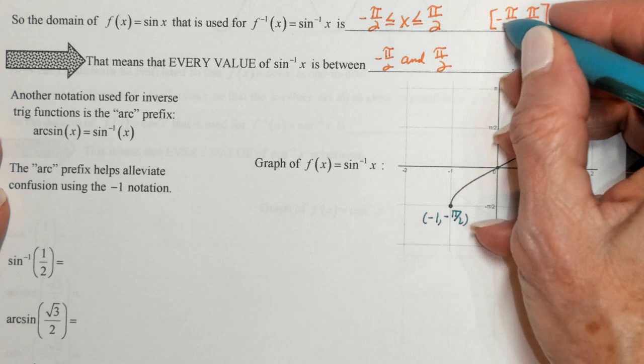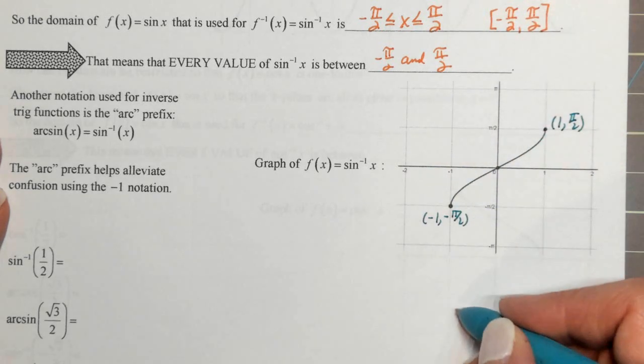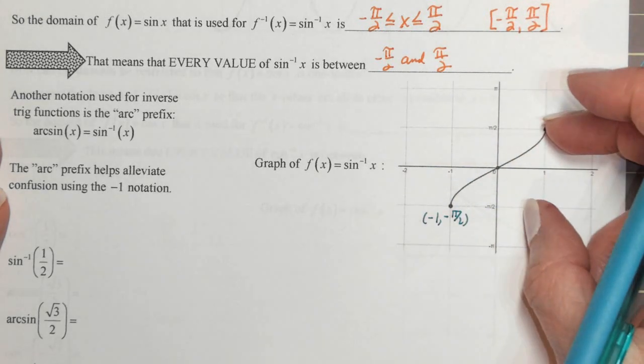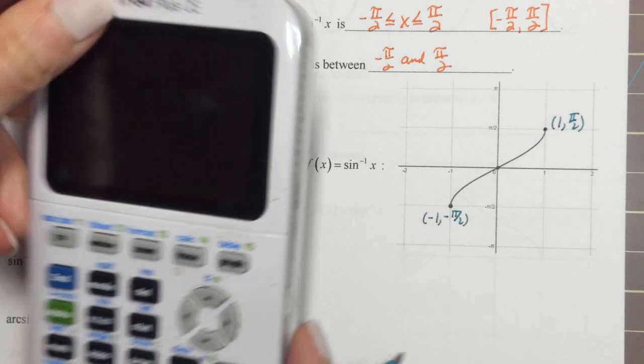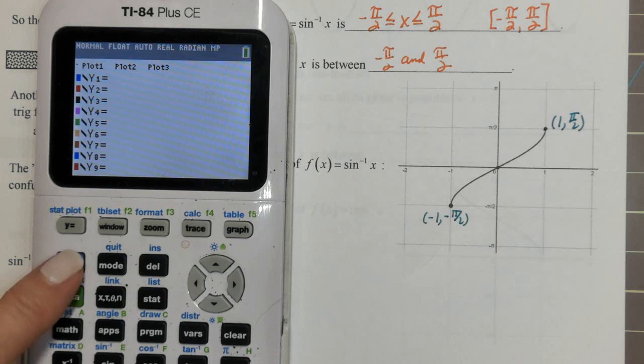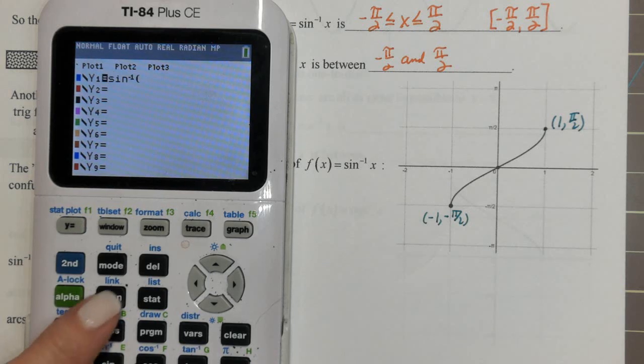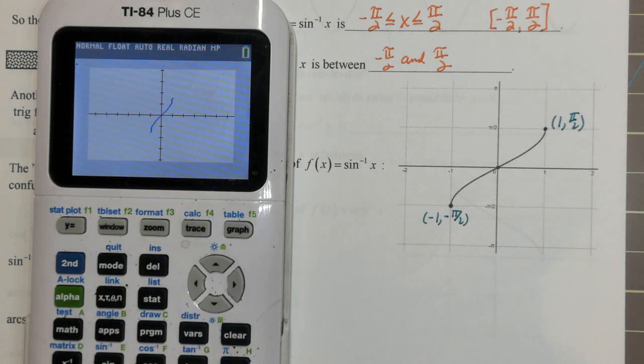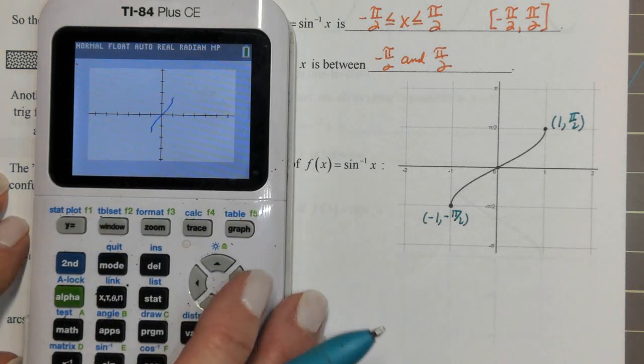It does not do this. It only is right there. If I graphed it on my calculator, we can confirm that. Sine inverse of x. Right there. It stops. It does not continue.